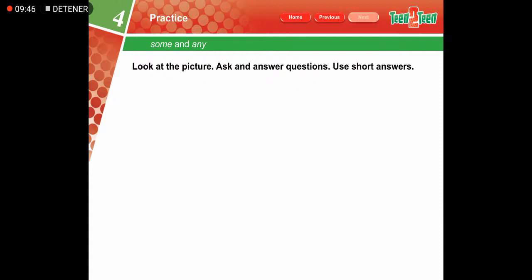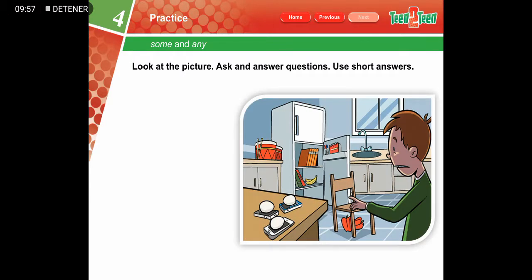Okay. Now look at the pictures, ask and answer questions. Use short answers. Vamos a hacer una cosa. Yo les voy a decir aquí está la figura, les van a preguntar si hay alguno de esos objetos y ustedes tienen que decir yes or no. Yes, they are, or no, they aren't. Okay? So, over here, the books. Are there any books?